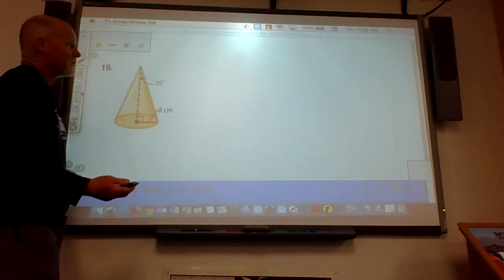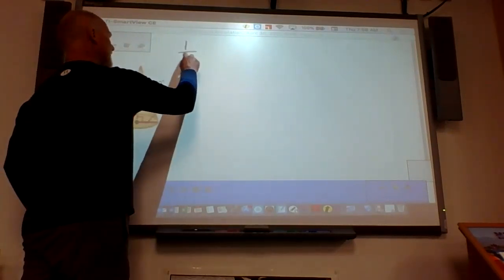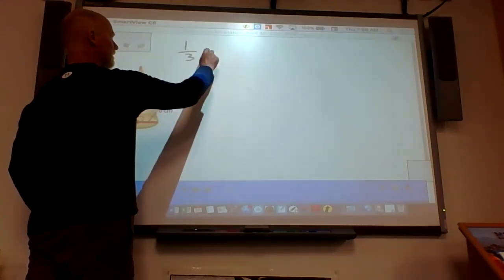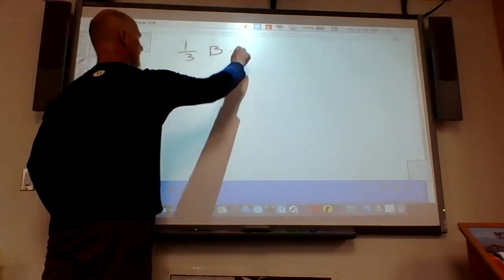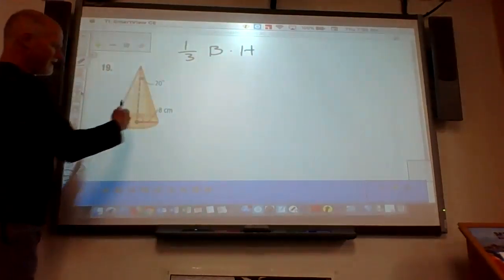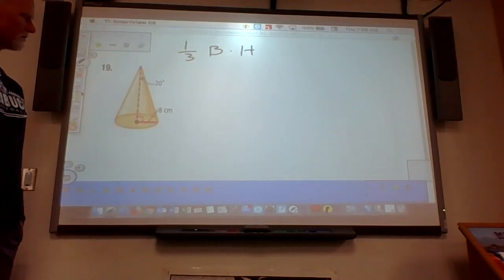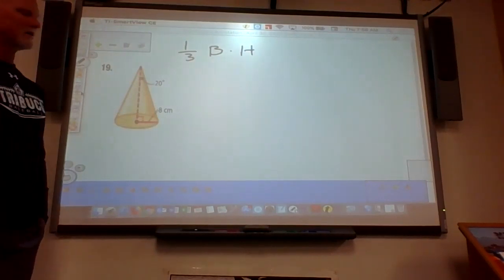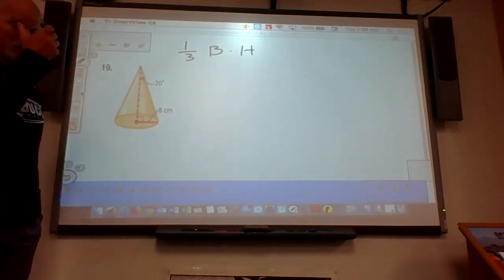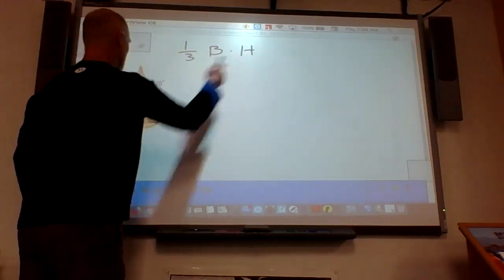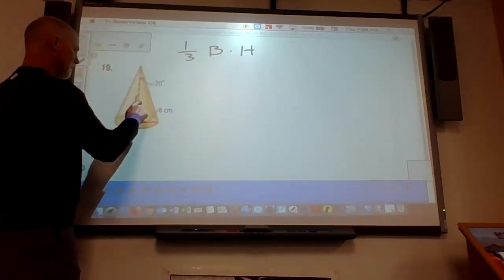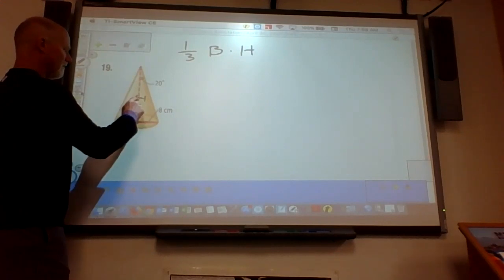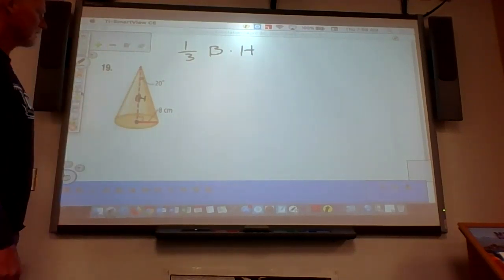Again, how would I start? How would I approach it? I know that the volume of a cone is 1/3 base area times the height. The base area is pretty easy. It's a circle, so it's pi r squared. In this case, pi times 8 squared. The problem is this height. The height is right here, and that's what we're looking for.